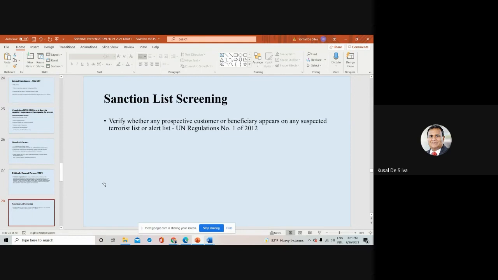So all inward remittances, all worker remittances, even all other inward remittances coming through SWIFT will be screened, and even all LCs will be screened against the sanction list. It is very, very important, and it is mandatory. There are a lot of people's names, and this is a challenge we have. Certain names in Sri Lanka are very, very common.